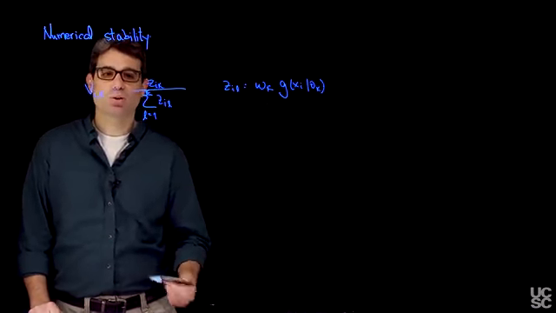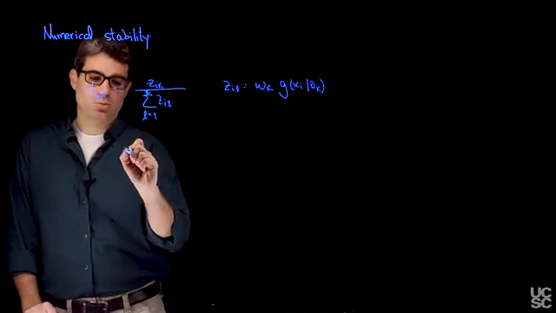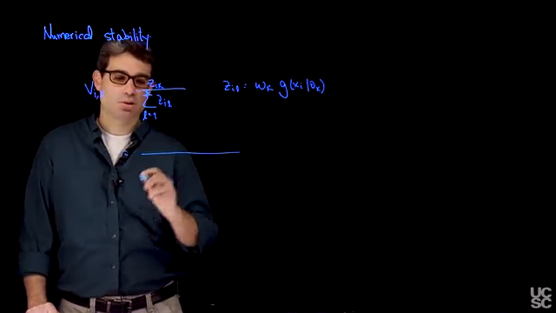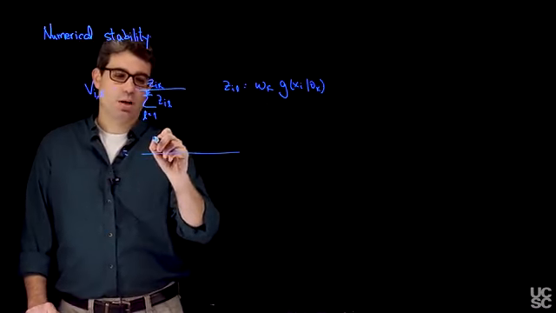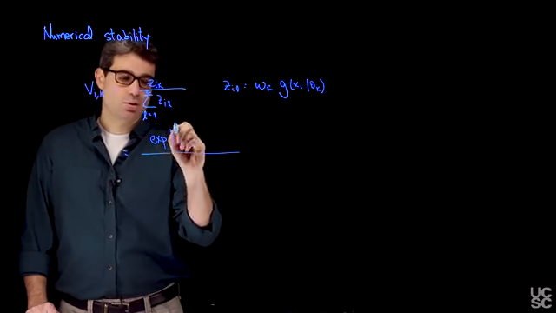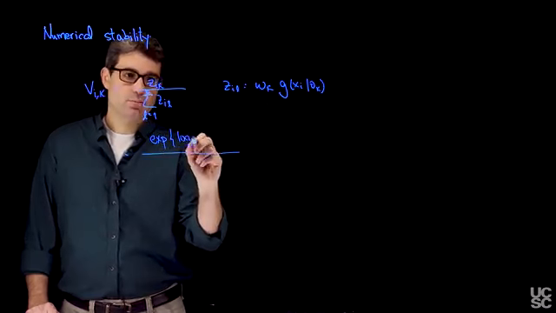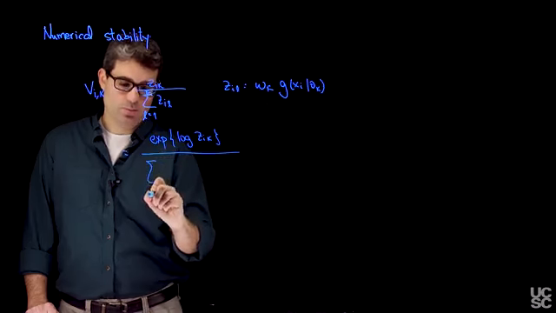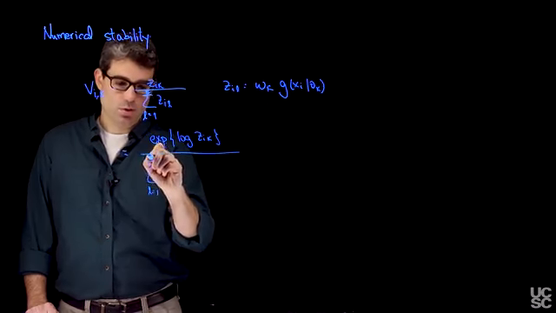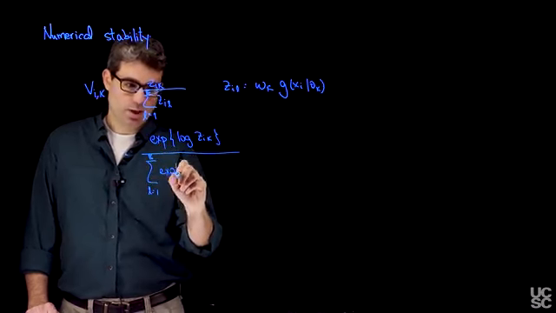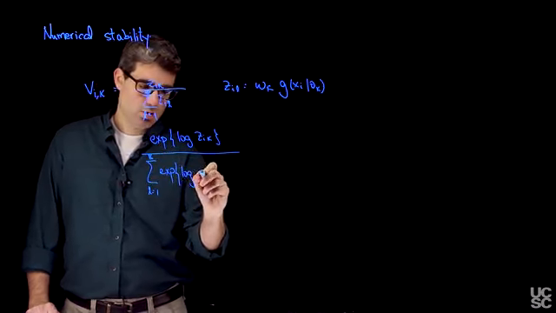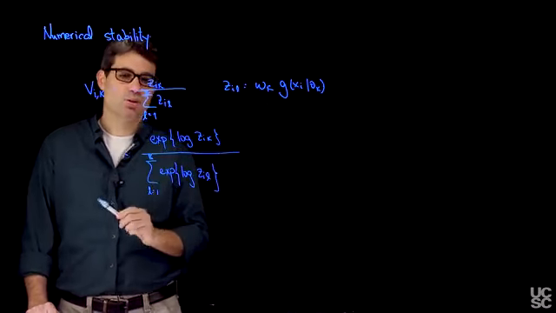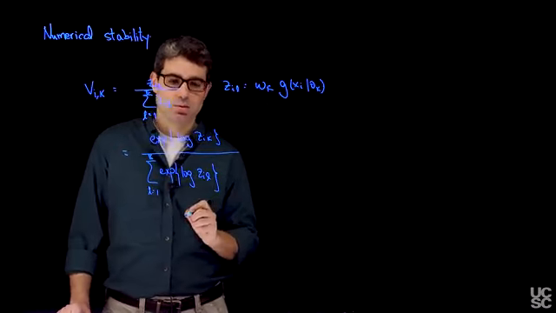As I said, we're going to be working on the logarithmic scale. So what we're going to be doing is using the fact that because the exponential and the logarithm are inverse functions, we can rewrite this expression up here as exp of the logarithm of z_ik divided by the sum from 1 to capital K of exp of the log of z_il. So these two expressions are the same just because the exponential and the logarithm are inverse functions to each other.